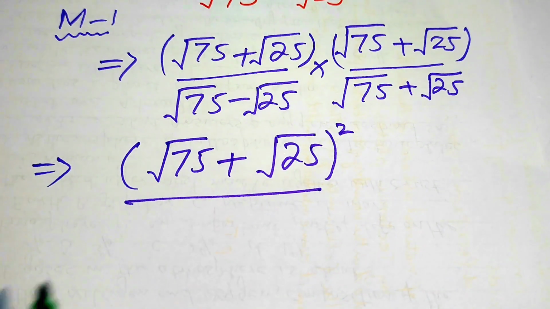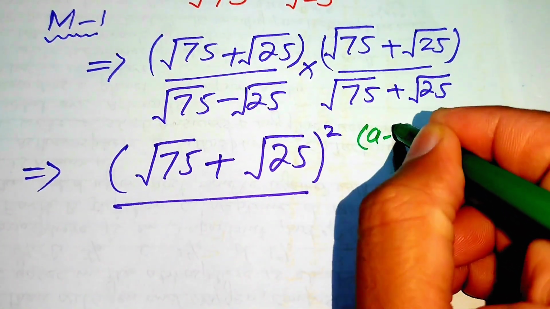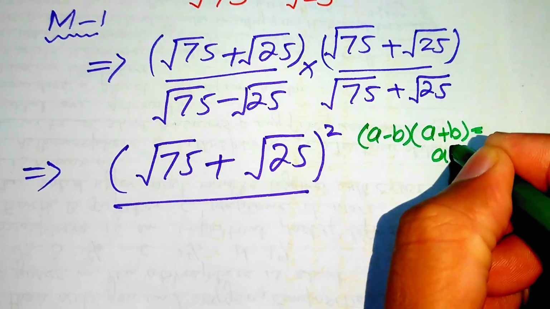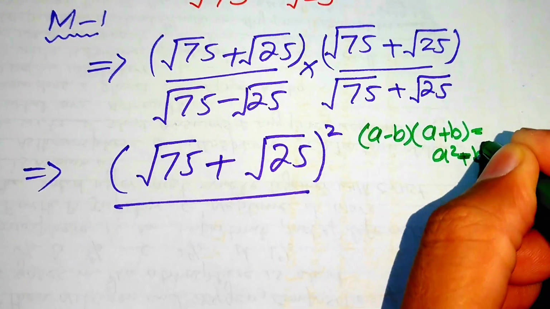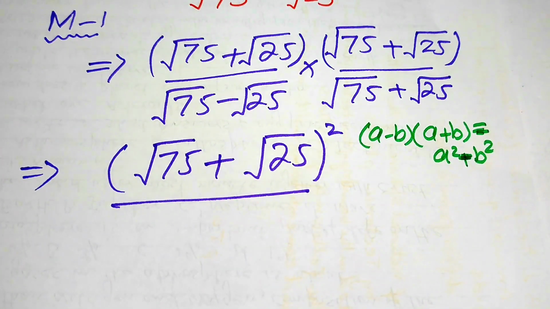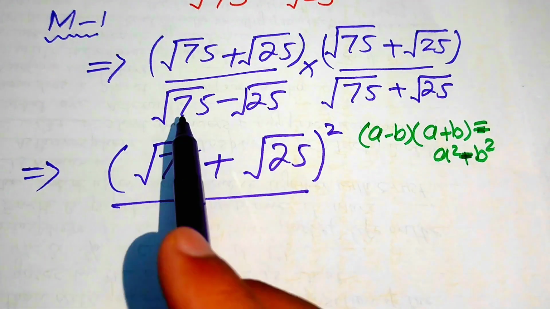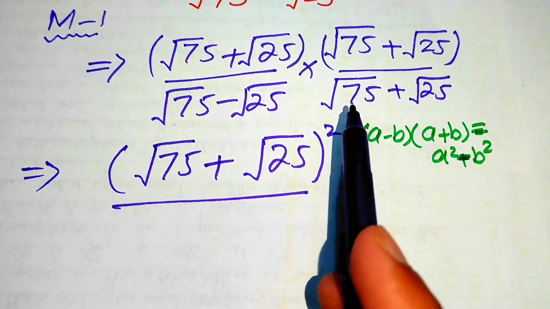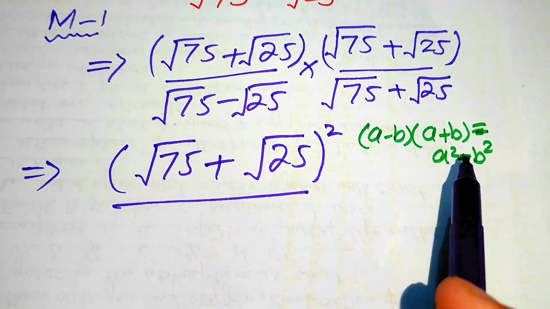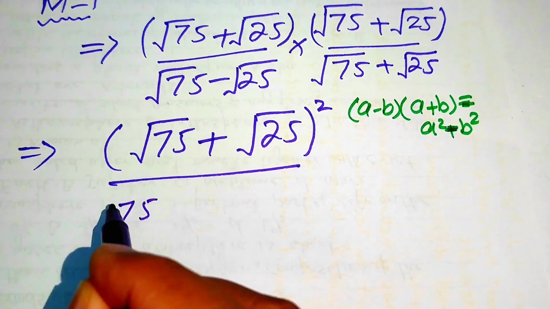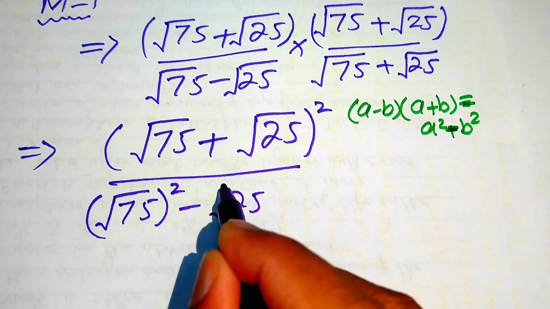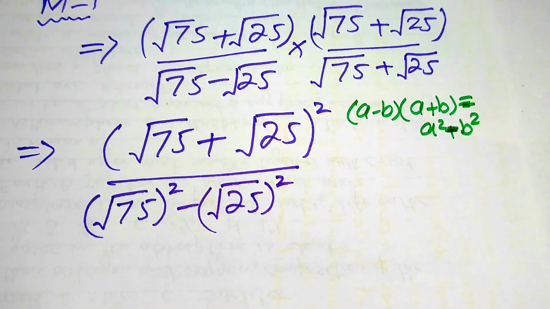You very well know this formula: (a − b)(a + b) equals a squared minus b squared. Here we use this nice square identity in the denominator terms. You see here we have √75 − √25 and √75 + √25. So we combine these two terms and it will be equal to this form. We write it as (√75) whole squared minus (√25) whole squared.